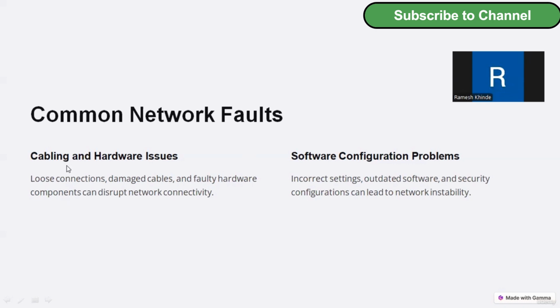Now, under hardware issues, loose connections, damaged cables, and faulty hardware components can disturb the network connectivity. If there is any loose connection, or the soldering is not properly done on the kit, that comes under hardware issues. Then under software issues, incorrect settings, outdated software that is not updated, and security configuration can lead to network instability. If your network is not secured properly, that creates problems in the network.